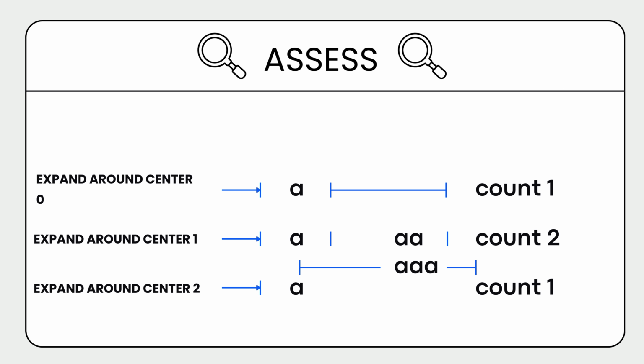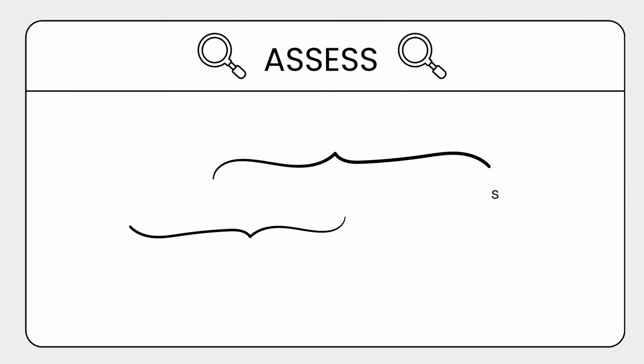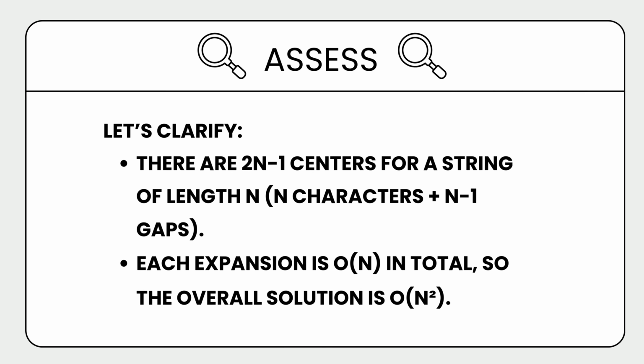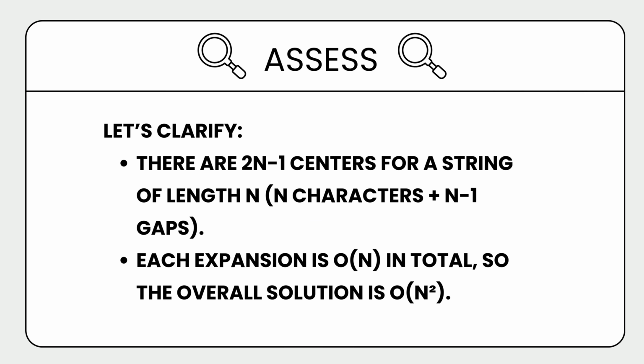Expanding around centers is more efficient than checking every substring directly. For each character, and each gap between characters, expand outward as long as you have a palindrome. For every expansion, increment a count. This covers both odd, single center, and even, double center, palindromes. Let's clarify. There are 2n-1 centers for a string of length n: n characters plus n-1 gaps. Each expansion is O(n) in total, so the overall solution is O(n squared).